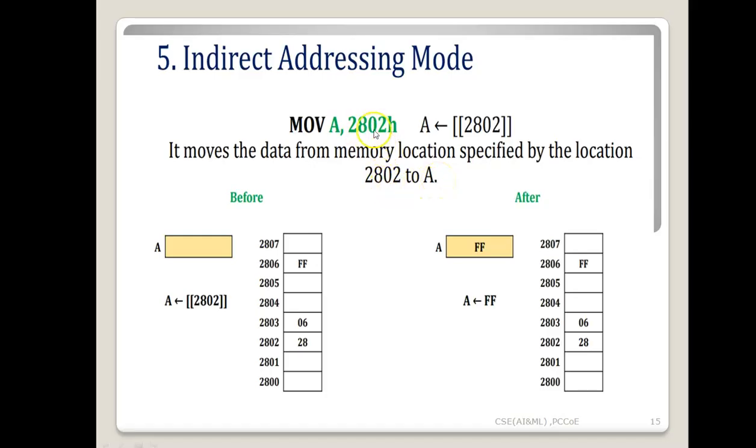So now 2802 is the location. We will go to 2802. Now here what is the memory location? For a memory location, 4 digits are required. So from where will we get them? We will need two memory locations, 2802 and 2803. So the immediate next location is taken. At 2802 it is 28 and at 2803 it is 06. So what is the memory location? 2806. Now what is the data at 2806? Let us go to 2806. What is the data? FF. So what does it have to do with the data? It has to move it to the A register. So now after executing the instruction, what is there in the A register? It is FF.